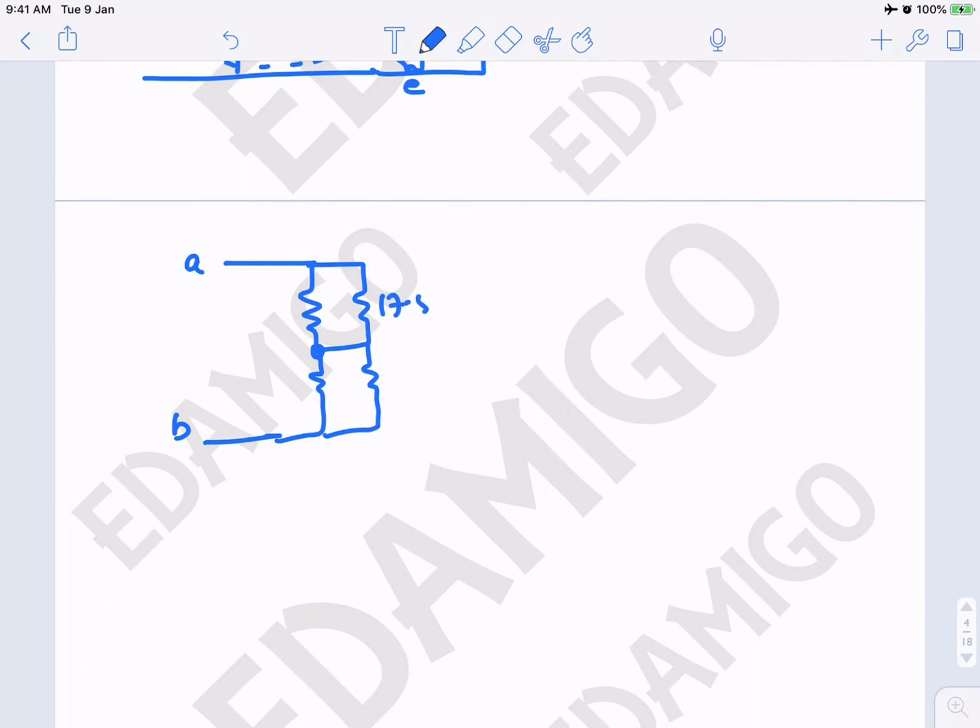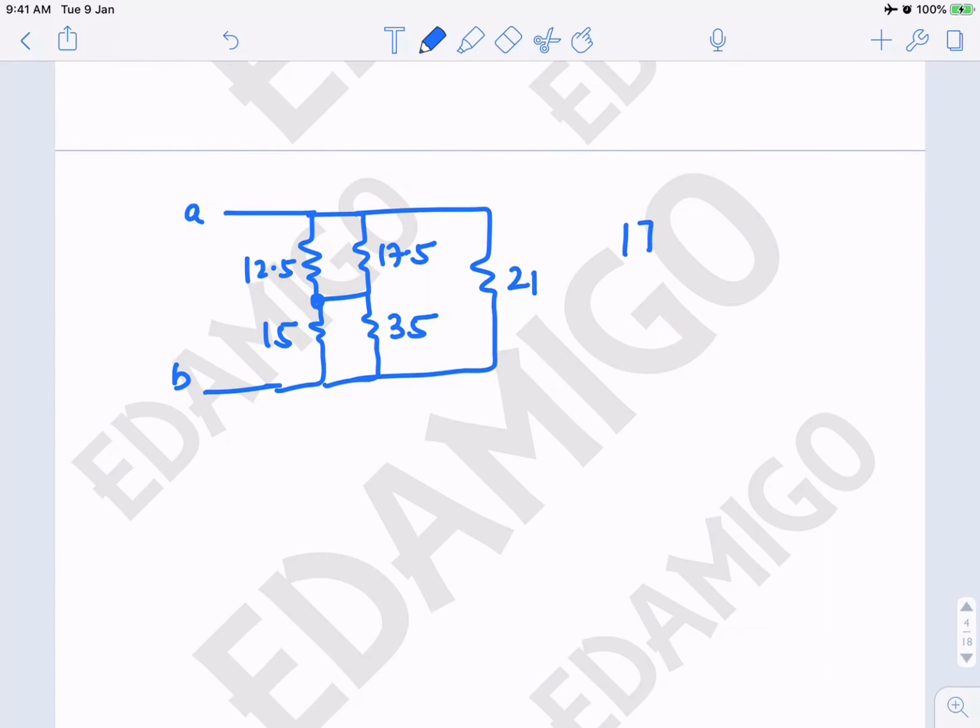Okay, so this is 17.5, this is 35, this is 15, and this is 12.5, and here the resistance is 21. Okay, now 17.5 parallel 12.5 can be easily calculated. It will come out to be 7.29, and 15 parallel 35 will come out to be 10.5.